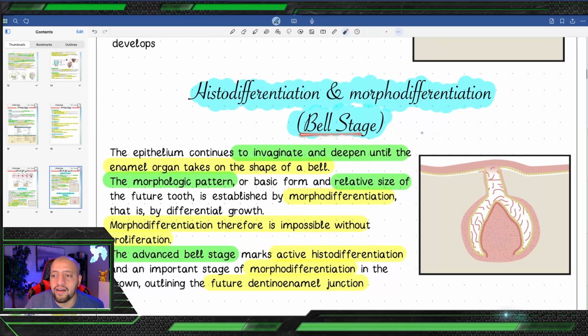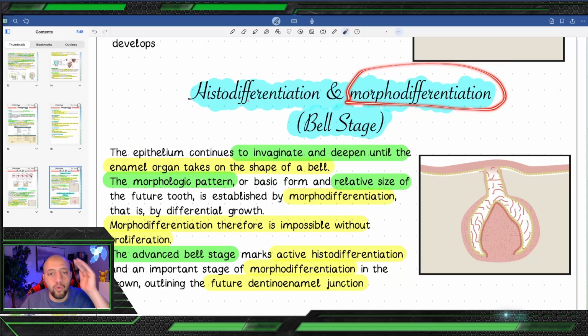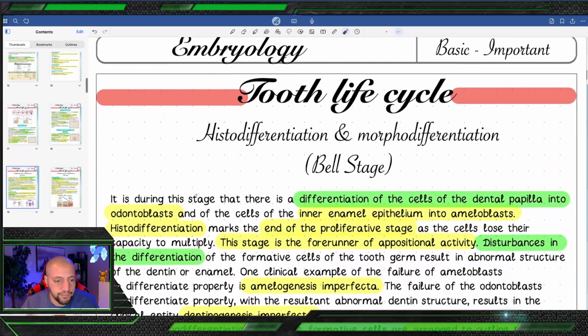So this is the sophisticated English way, but the simple way: in the bell stage, we have an early stage and a late stage. In the early stage, histodifferentiation will start, and it will continue in the late stage. And in the late stage, we have exclusively the morphodifferentiation. So histo starts in the early stage and continues in the late, and then morphodifferentiation is exclusively in the late stage. Why? Because there is no morpho without histodifferentiation to start with.